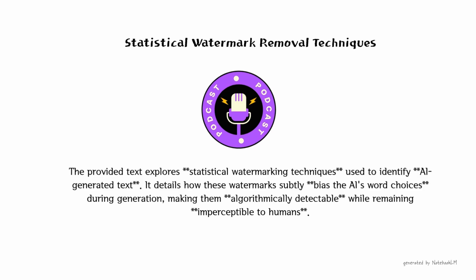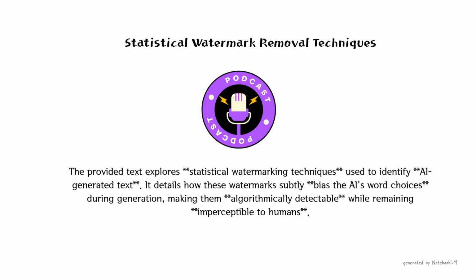Statistical watermarks are way more subtle. They don't just add stuff after the text is made. They actually influence the AI's choices as it's generating the text. The signal isn't some hidden symbol. It's more like a pattern. Exactly, a hidden statistical pattern that's woven into the probabilities of the words the AI picks.